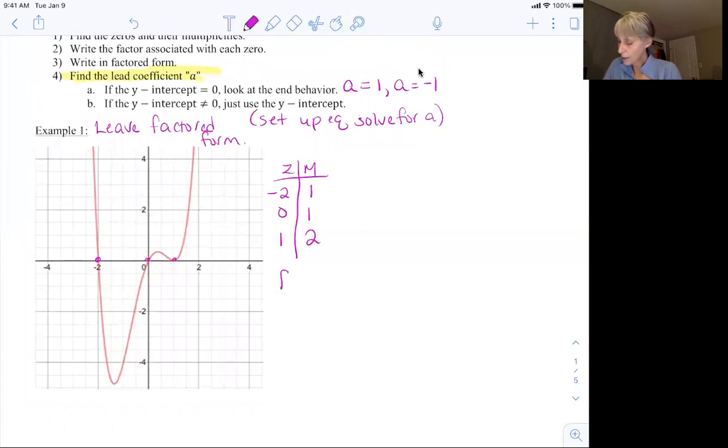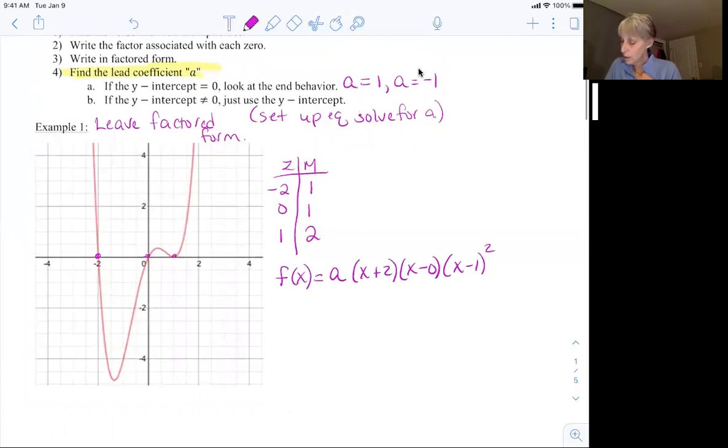So we're going to write these as factors. Now remember, every polynomial function has some sort of lead coefficient out front. So we're going to keep that there. So I have a, x plus 2 to the first power, x minus 0 to the first power, and x minus 1 squared. I'm going to shrink this up a little bit, meaning this x minus 0 is really just an x.